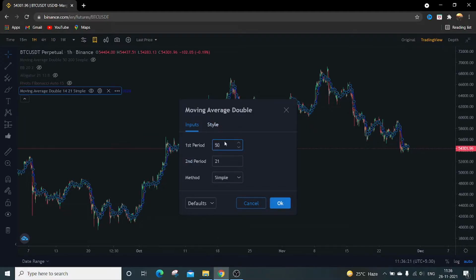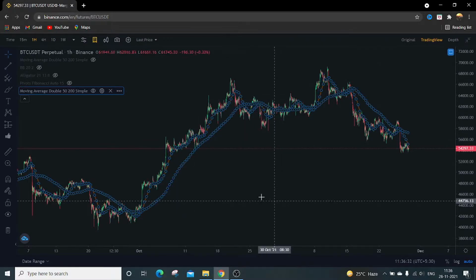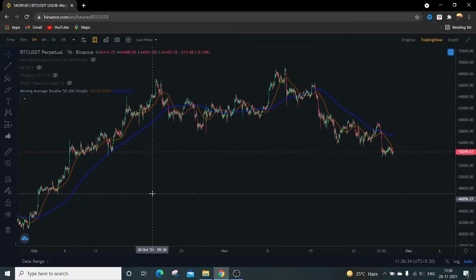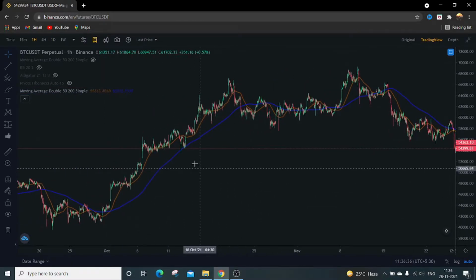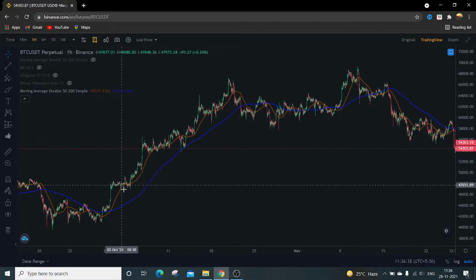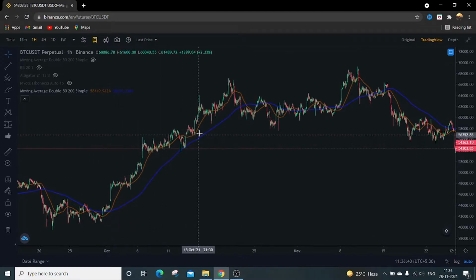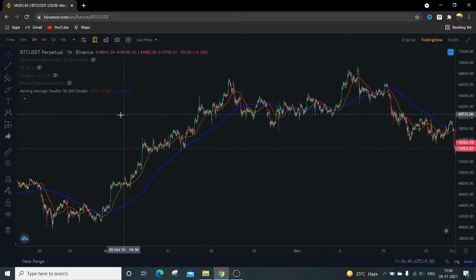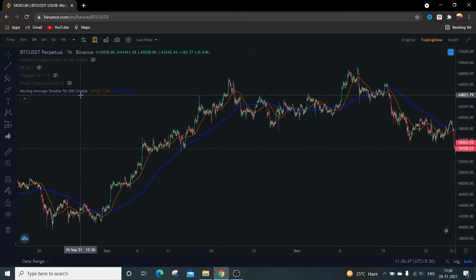I use the first period for the 50 moving average and the second period for the 200 moving average. These are very suitable moving averages to identify the trend. Just click on OK. So these two moving averages will get displayed. The yellow trend line indicates the 50 moving average and the blue line indicates the 200 simple moving average.